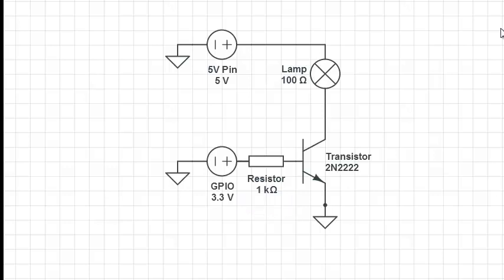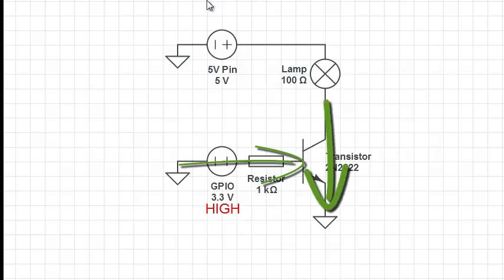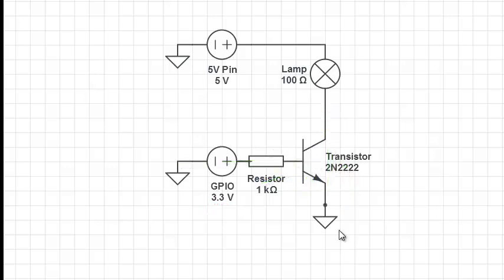If we want to turn our lamp on, we must set our GPIO pin to high, a small current will flow from it into the transistor, and a much larger current will flow from the 5 volt pin through the lamp and then through the transistor to ground. If the GPIO pin is set to low, no current will flow into the base and the transistor will remain off, with no current passing from the collector to the emitter.